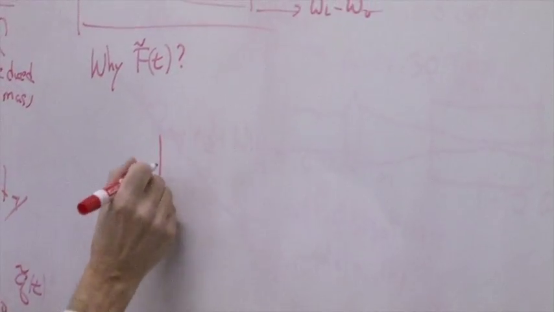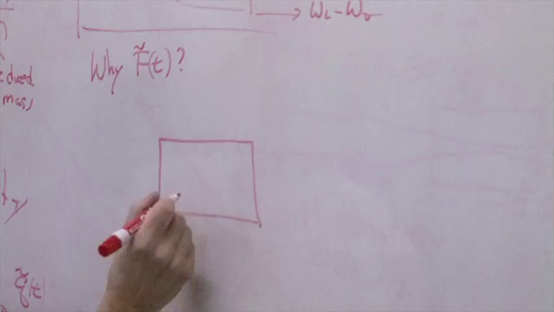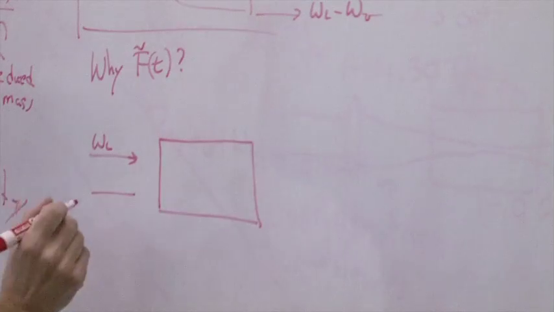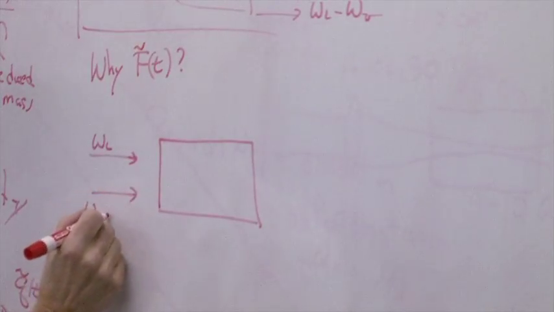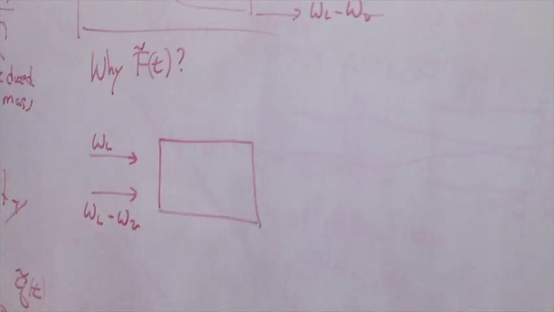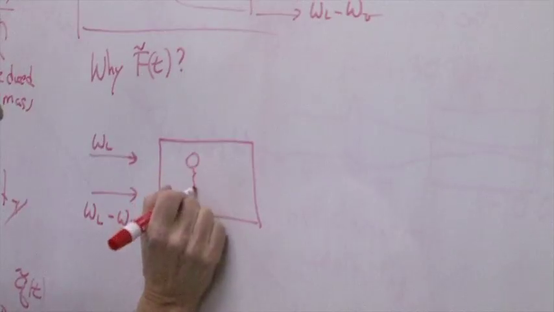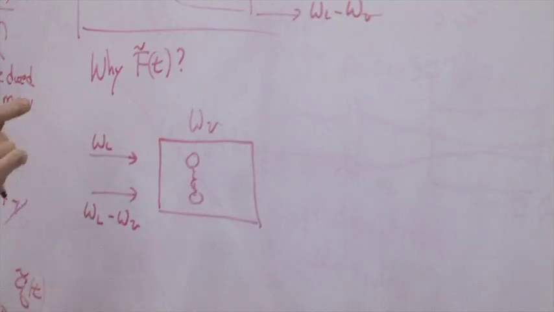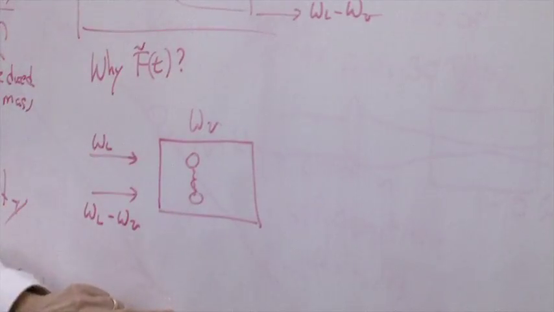So why is there a force? Well, let me draw a different picture. If we have light at frequency omega laser and light at frequency omega laser minus omega v, the beat note will be at the vibrational frequency. And then this beat note between omega laser and the Stokes frequency is going to tend to drive these molecules into oscillation. These two processes mutually reinforce one another.